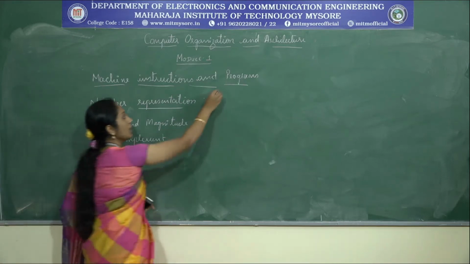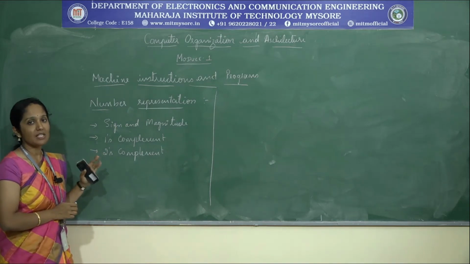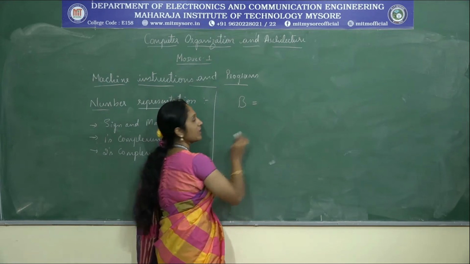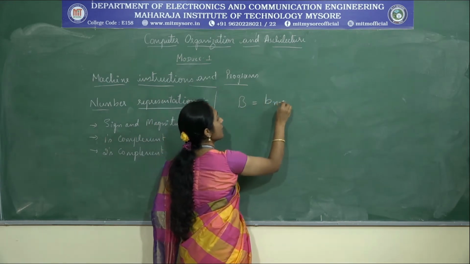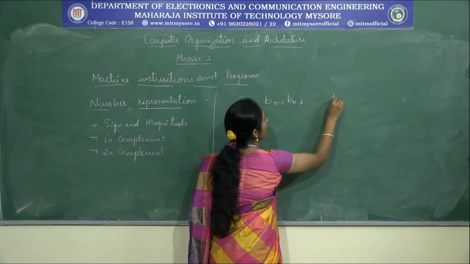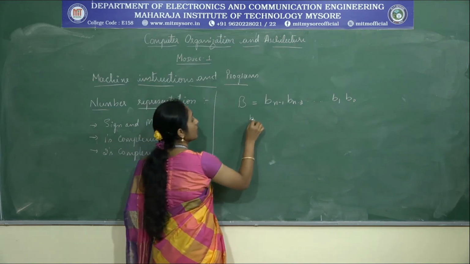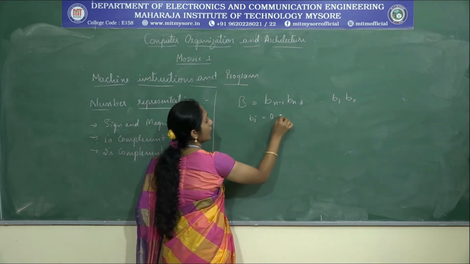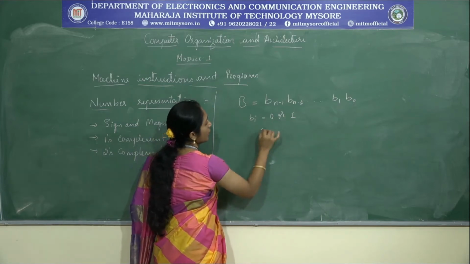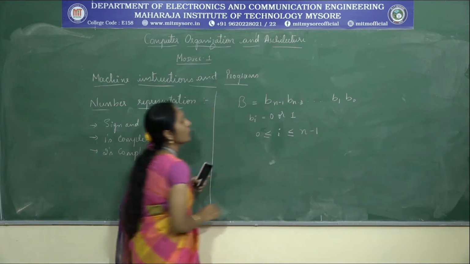Before discussing this, let us first see how to represent a binary string in general. Let us assume B is the binary string. It will be represented as Bn minus 1, Bn minus 2, and so on, down to B1, B0, where Bi can be 0 or 1, and i ranges from 0 to n minus 1.